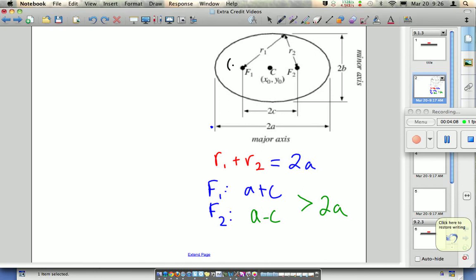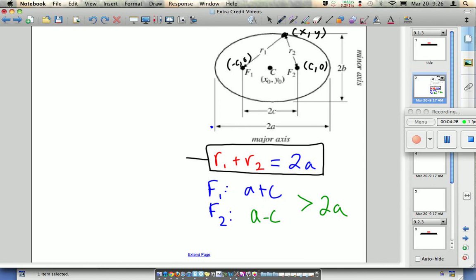So the next thing that we want to describe is this point right here. And this point is going to be described as x comma y, because we want to write a rule for all points x comma y in this picture of the ellipse. So let's try to describe these distances. Remember, all points need to be described in this way. So we're going to take this right here, and we're going to start to convert it to x's and y's and c's and so on.